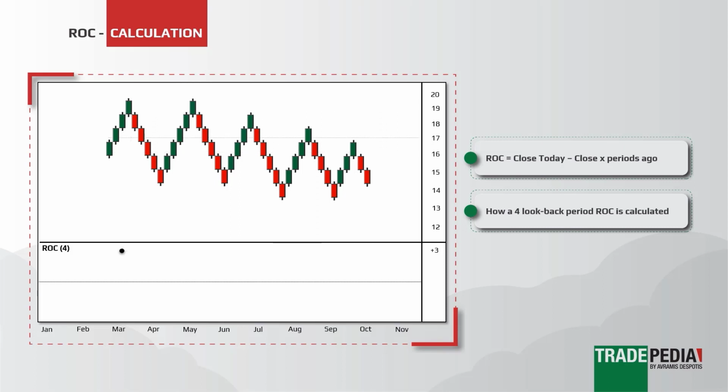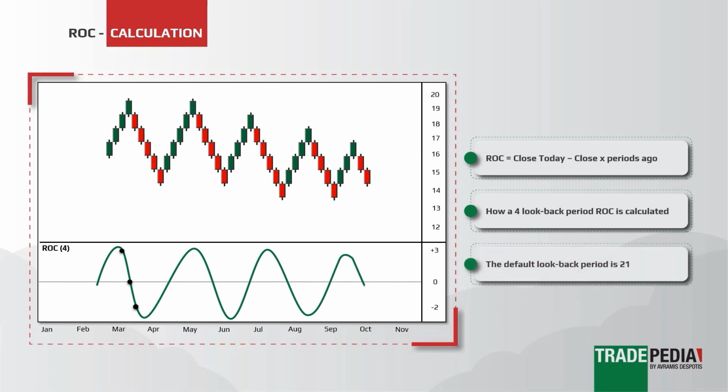The next day, the close was at 17. 4 periods ago, the close was also 17. So 0 is our next point. The next day, the close is 16. 4 periods ago, it was 18. So the next point is minus 2, and so on. The default setting look-back period for the ROC is 21, representing 1 month.